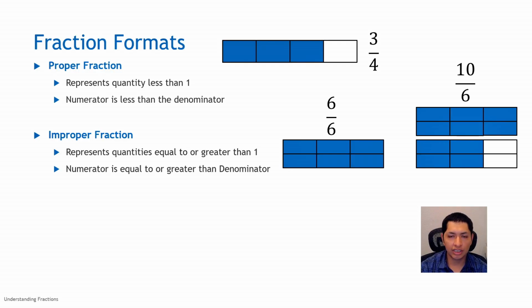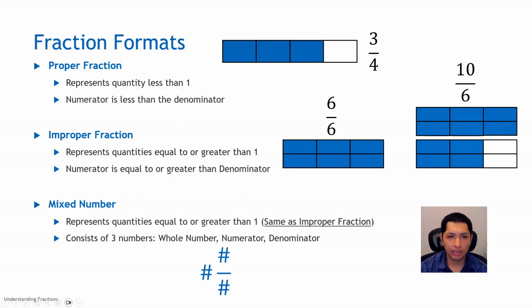But it is only talking about how many pieces make up one of them. And the last format of a fraction that you will see is called a mixed number. A mixed number, also like an improper fraction, represents values that are equal to or greater than 1. But the mixed number consists of three numbers. It is the whole number piece, and then just like the proper and improper fraction, a numerator and a denominator.